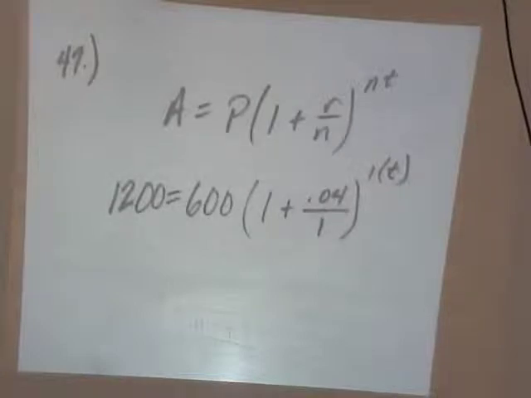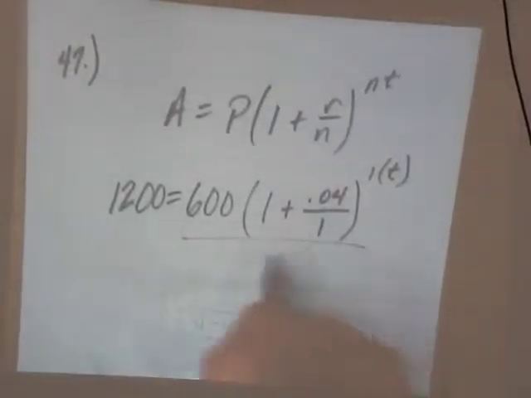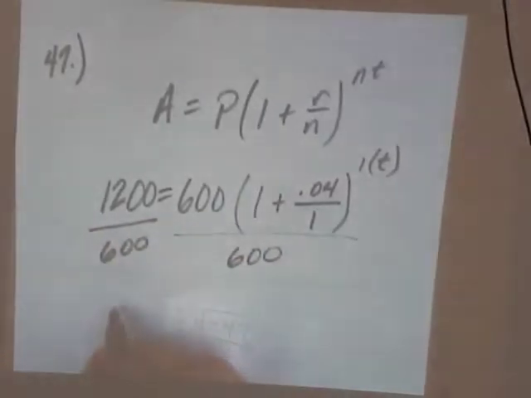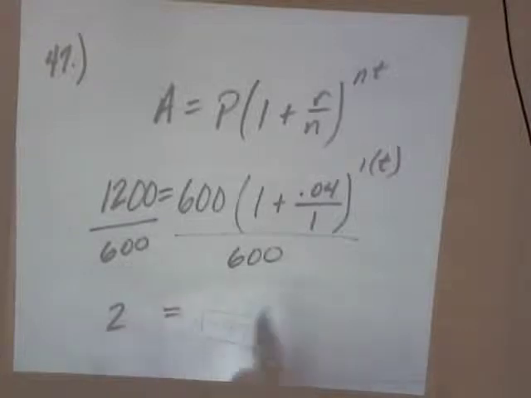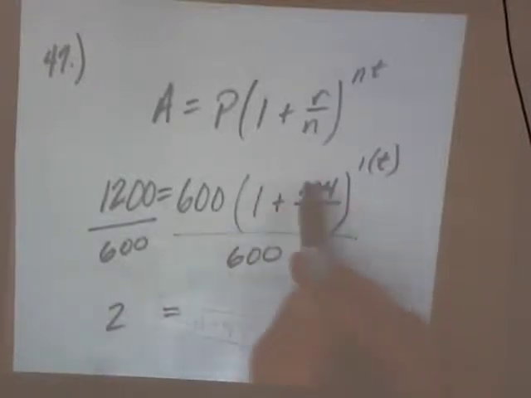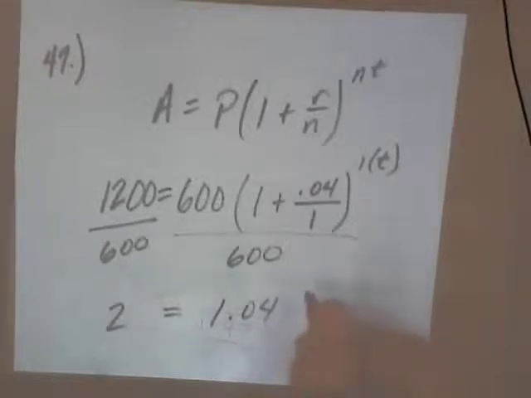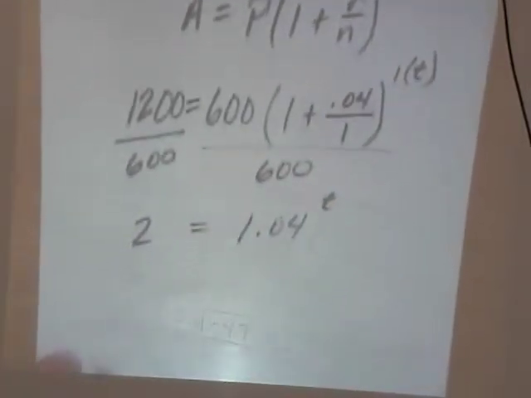All right, what should we do? Divide by 600. So on the left-hand side, I got 2. I can go ahead and combine this, right? 1.04 to the t power. Now what?